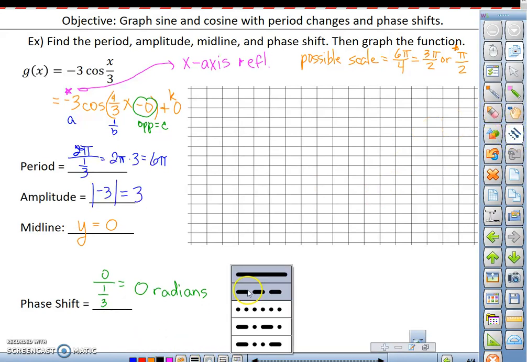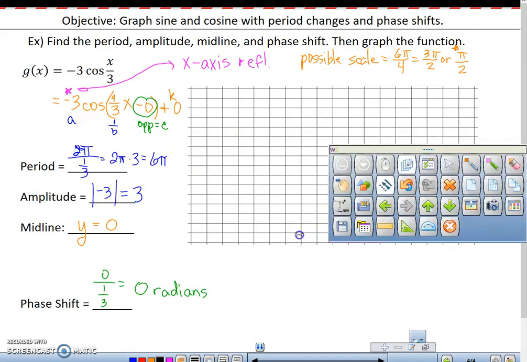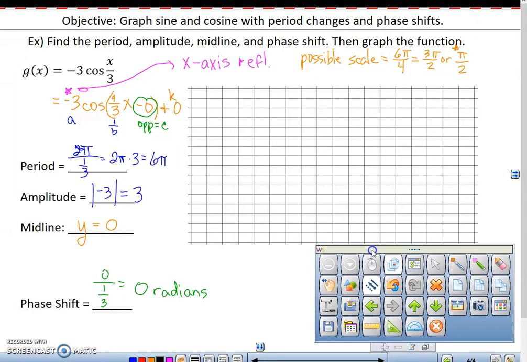And so now my axes. So I have no vertical shift. My midline is the x-axis. I have an amplitude of 3, so that's pretty easy to do. So I'm going to put my x-axis in the middle of my graph here.